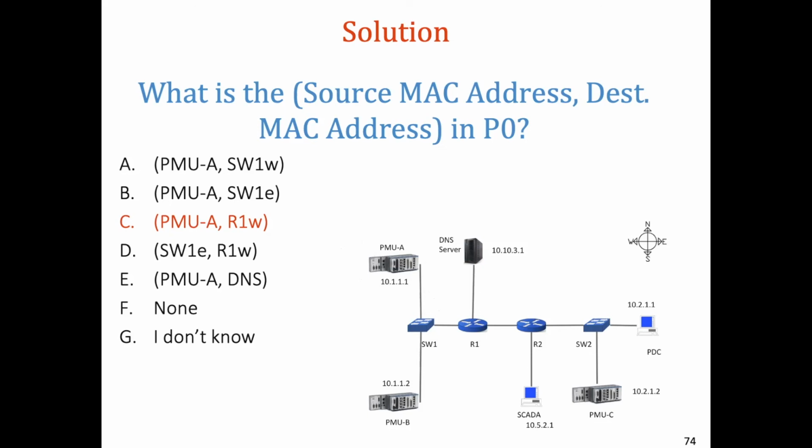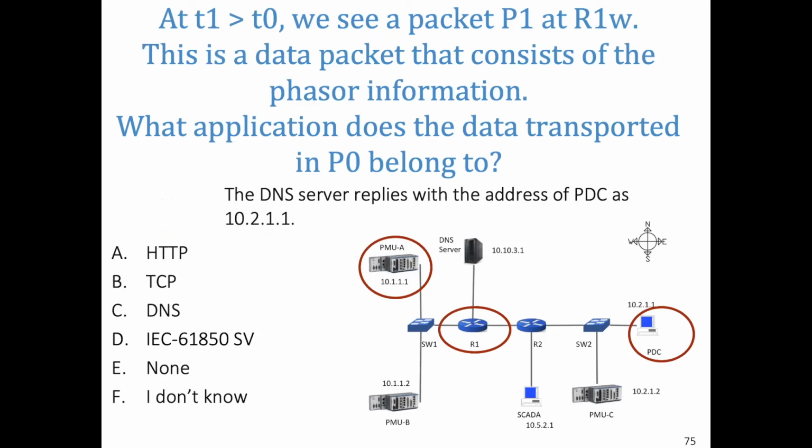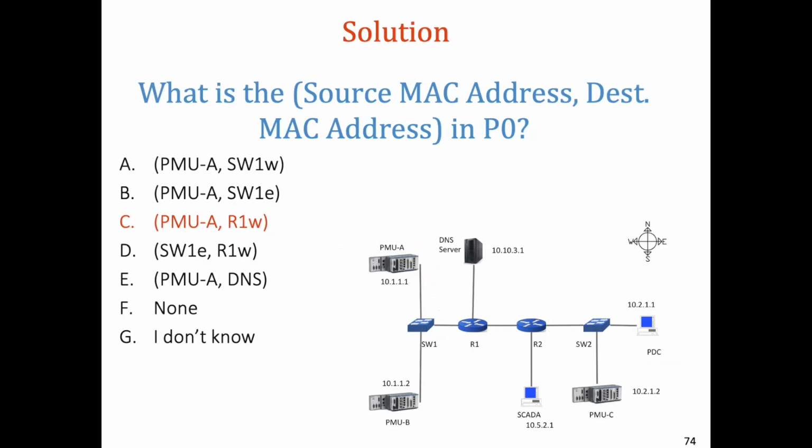Now imagine that the DNS server replies that this is the address of PDC. W is the west interface of this R1. The DNS server is on the north. Why do we use a retransmission for an answer from the DNS server?